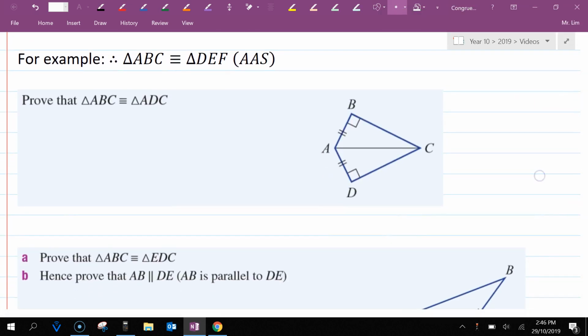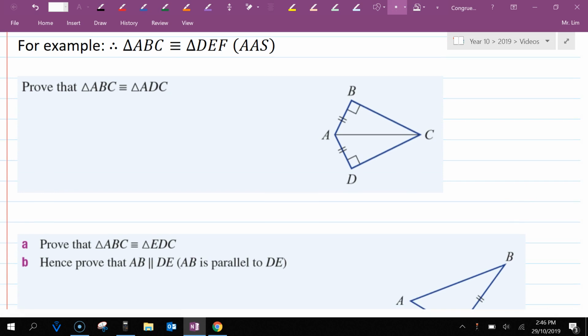So here we have a question. Prove that triangle ABC is congruent to triangle ADC. So we need 5 lines. In the first line we say in triangle ABC and triangle ADC. Then we need 3 lines of evidence.